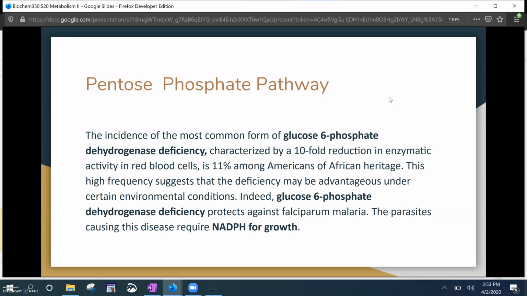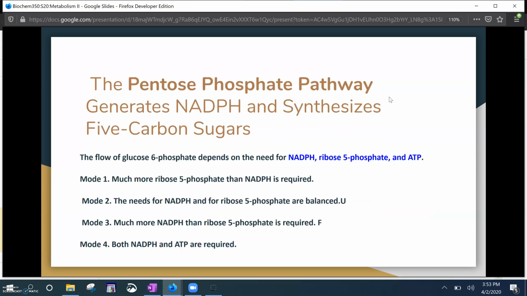And 11% of people of African American heritage have this deficiency. This high frequency suggests that this deficiency may be advantageous under other environmental conditions. So people that had this deficiency were actually in better shape, in the case of African Americans, because this deficiency actually protects against malaria. The parasites causing this disease require NADPH for growth, and we're not generating enough NADPH if we can't go through this part of the cycle and have this deficiency. So they were actually better able to fight off the parasite.